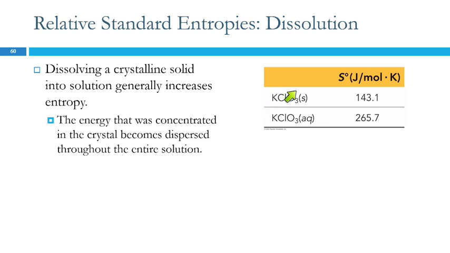potassium chlorate in the solid state has an entropy of 143, but when it's dissolved in water, it's 265, so it's much higher. The energy that was concentrated in the crystal now gets dispersed through the entire solution. That's another way to think about it. Okay, any questions?